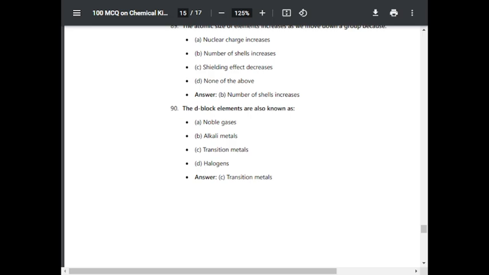option A noble gases, option B alkali metals, option C transition metals, option D halogens. The correct answer is transition metals. The D block elements are also known as transition metals.